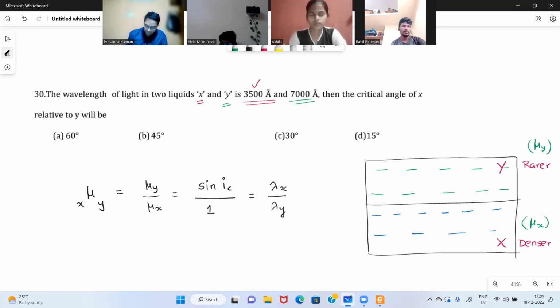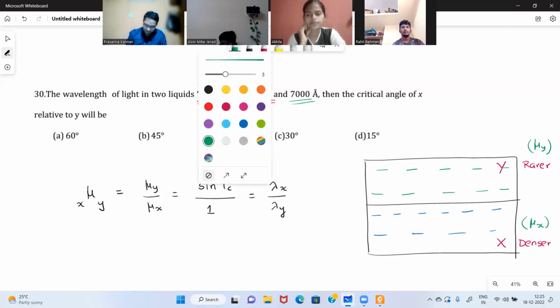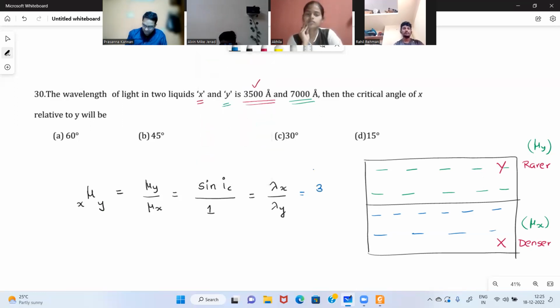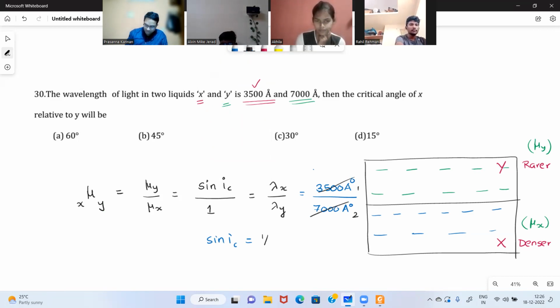Do you agree? Yes, sir. Because refractive index and lambda are inversely proportional. Exactly. Therefore, lambda x is 3,500 angstrom, lambda y is 7,000 angstrom. So as Rahil said, you're getting sin IC equal to 1 by 2. Therefore, what is IC? 30 degrees. So same answer, asked in a different way using wavelengths.